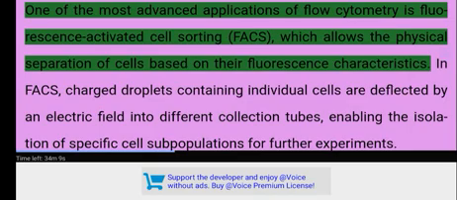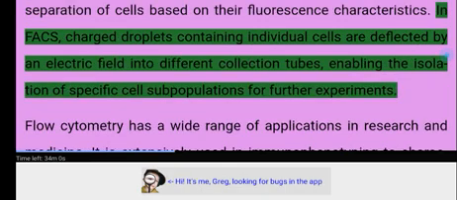One of the most advanced applications of flow cytometry is fluorescence-activated cell sorting (FACS), which allows the physical separation of cells based on their fluorescence characteristics. In FACS, charged droplets containing individual cells are deflected by an electric field into different collection tubes, enabling the isolation of specific cell subpopulations for further experiments.